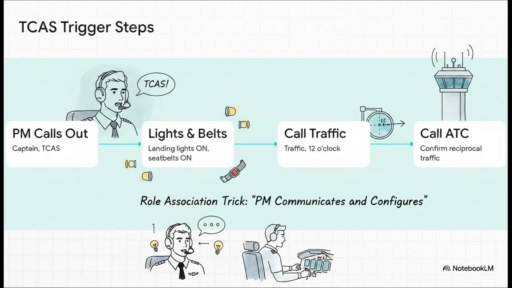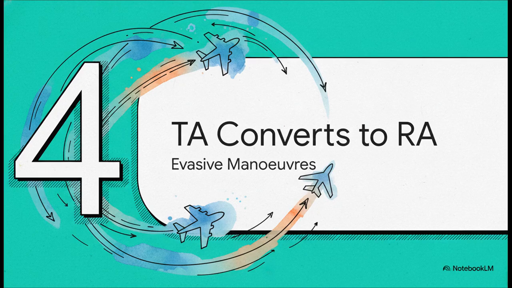Basically, the pilot monitoring is handling the calls, the lights, and the seatbelts, totally freeing up the pilot flying to focus solely on flying the aircraft. All right, Section 4, TA converts to RA.